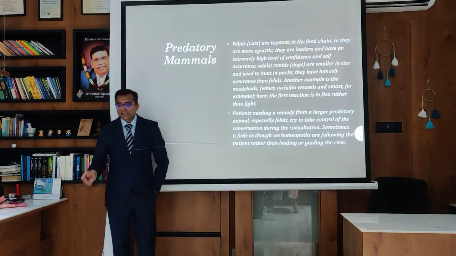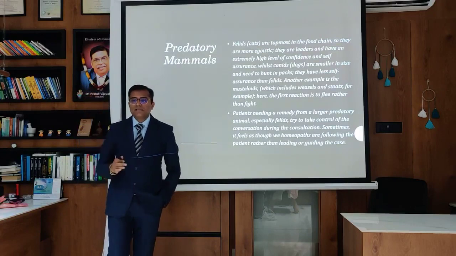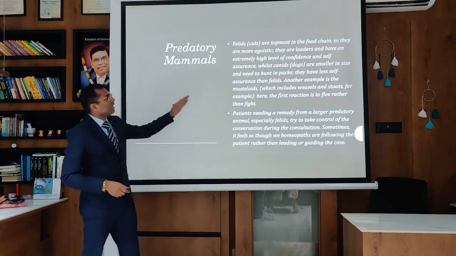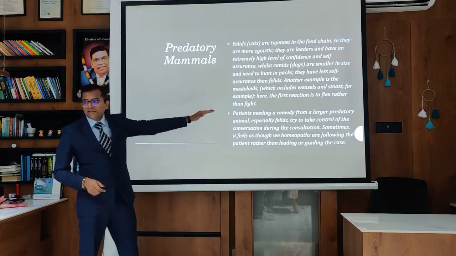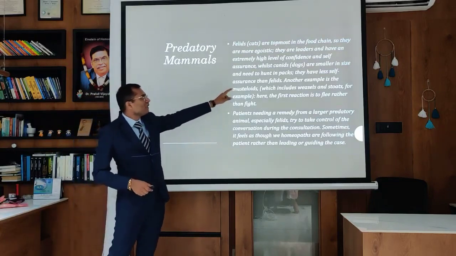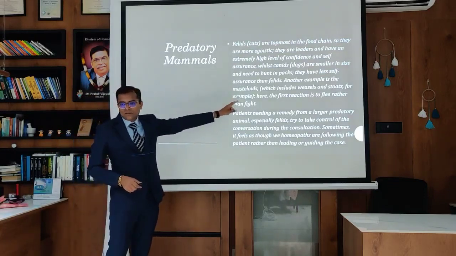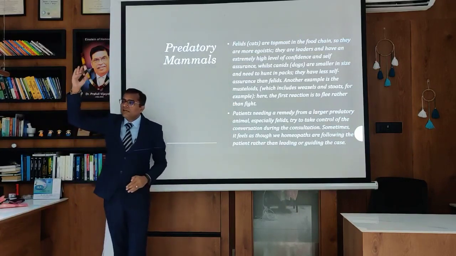So what are those? The felines. Most of the felines are the topmost in the food chain, so they are more egoistic. They are leaders and have an extremely high level of confidence and self-awareness. While canids are in the lower range. So dogs are smaller in their need to hunt, okay, in the pack. So they have a low esteem, whereas felines have a high esteem.